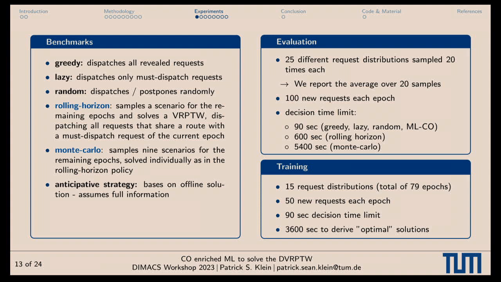Now we train our MLCO or integrated MLCO pipeline on 15 request distributions with a total of 79 epochs, so less than we actually use for the evaluation. The instances that we use for training are also smaller than the ones that we use for evaluation. Here we only draw 50 new requests each epoch. We consider a 90-second decision time limit as for evaluation and limit the time of the HGS used to derive the optimal solutions to around 1 hour.